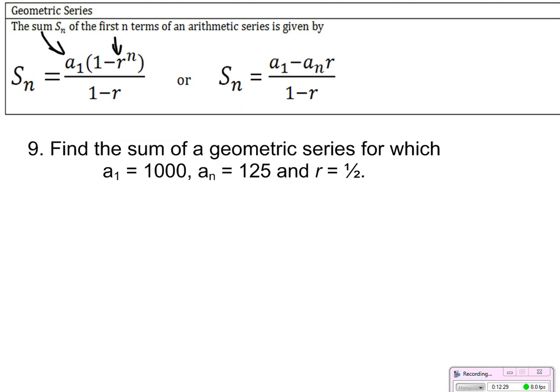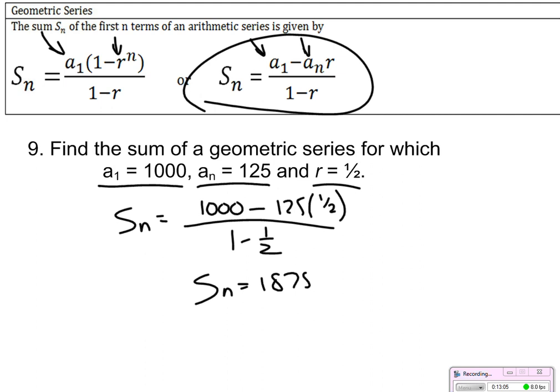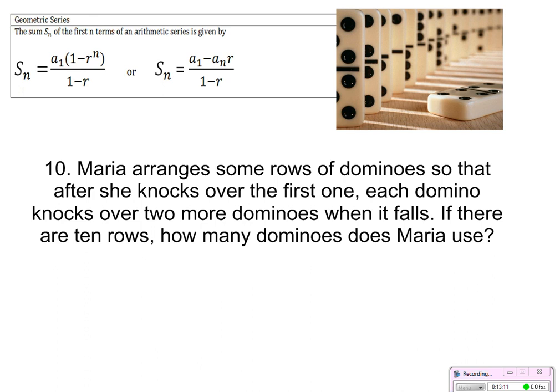So here, find the sum of the geometric series for which a sub 1 is 1,000, a sub n is 125, and r is 1/2. I want to use this one because I have all those pieces. 1,000 minus 125 times 1/2 divided by 1 minus 1/2. So 125 times 0.5, 1,000 minus that guy divided by 0.5. So the sum of this is going to be 1875.